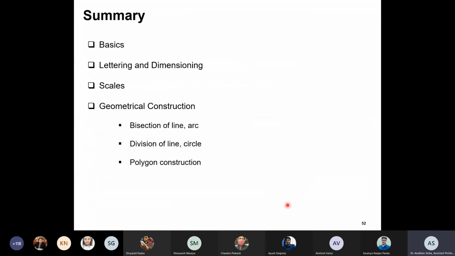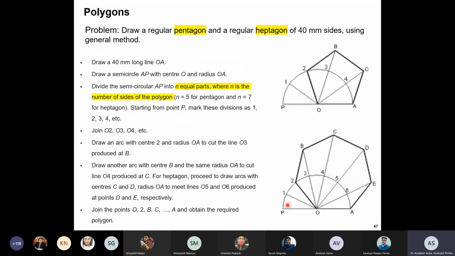Let me just go. I think 3-4 slides are there. We'll finish it in some time. Let us start with polygon construction. We'll draw a regular pentagon and a regular heptagon of given side using the general method. This is what you also have to do for today's assignment. We'll start by drawing a line OA, with the dimension given, whatever the side is required. Now make a semicircle AP. From OA, take this as a radius and make a semicircle like this.